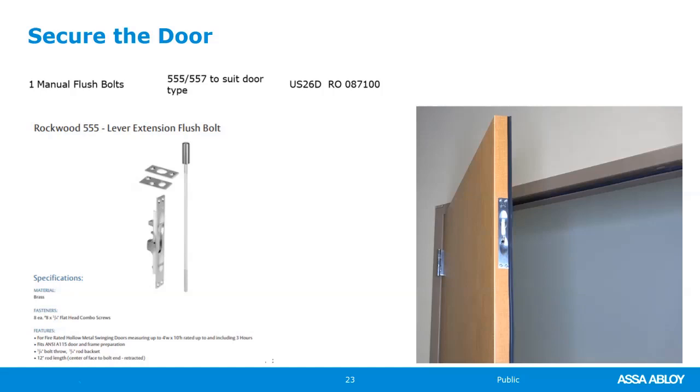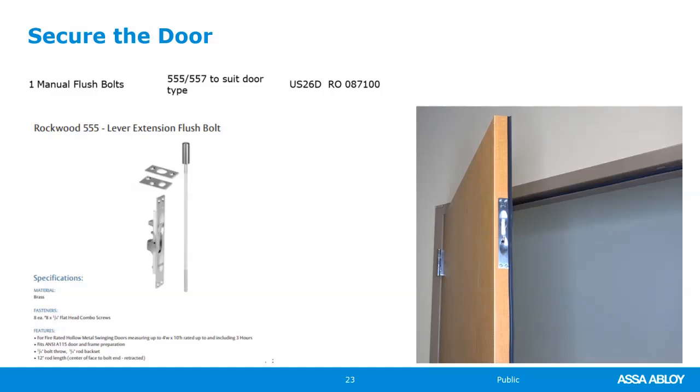There's no coordinator needed on this particular opening because there's no closer on the inactive leaf. This is not a fire rated pair. And even if it were a fire rated pair, because this is a non-occupied room, this door is allowed to have manual flush bolts with no door closer. The only time you need a coordinator, the very next opening that we're going to take a look at does have a coordinator on it because it has closers on both leaves and it has automatic flush bolts instead of manual flush bolts. So coordinator is not required here.